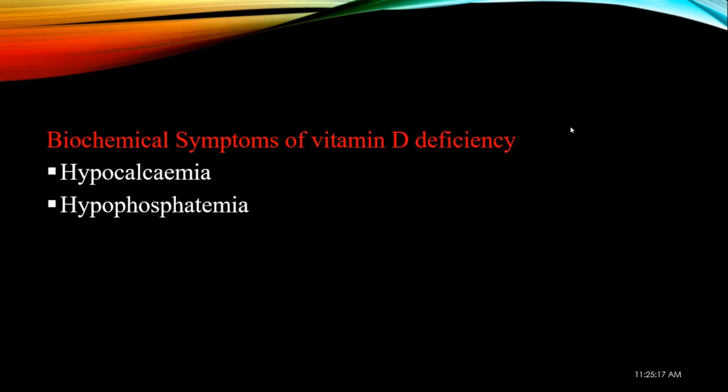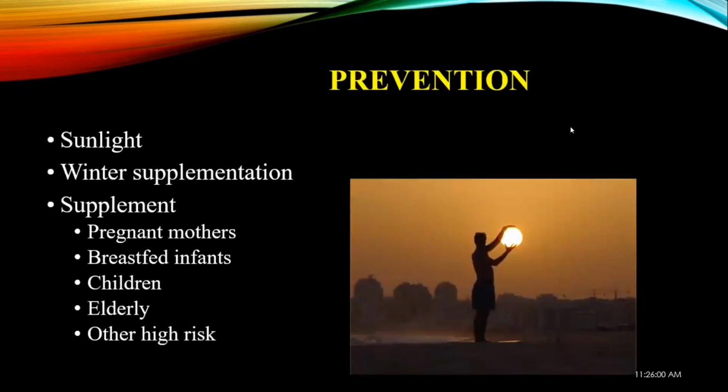So the biochemical symptoms of vitamin D deficiency are hypocalcemia and hypophosphatemia. So the concentrations of calcium and phosphate decrease in the circulation. Prevention: this vitamin D deficiency can be prevented by exposure to sunlight, and external supplementation of vitamin D during winter, when the synthesis of vitamin D is less.